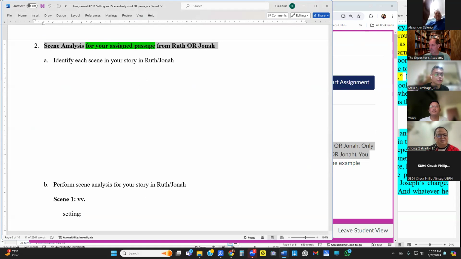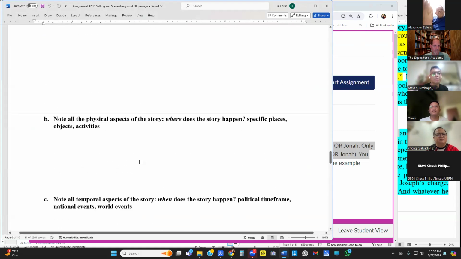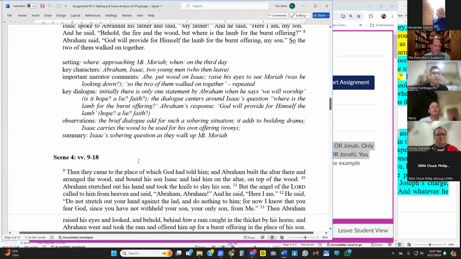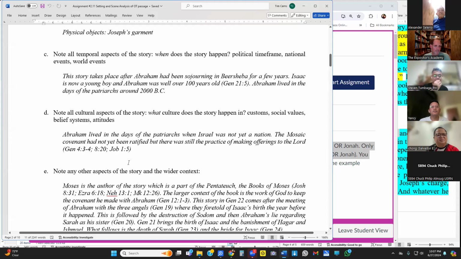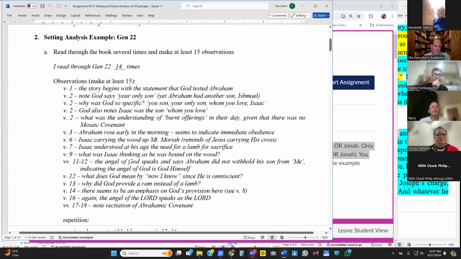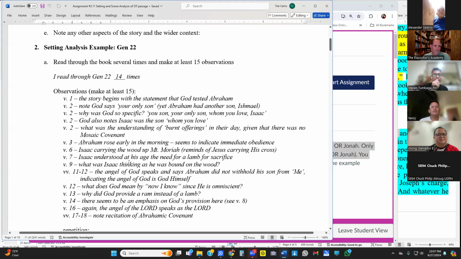So, Dr. Tim, can I ask a question on the first part on the setting analysis? Because on the example, the setting analysis here is a different setting analysis from what we did. I'm talking about the setting analysis. So are we to do what is given on the example in assignment 211, or are we to do the where and when part, the setting?